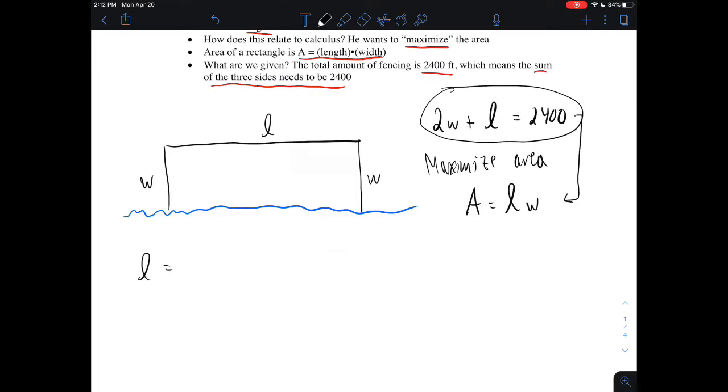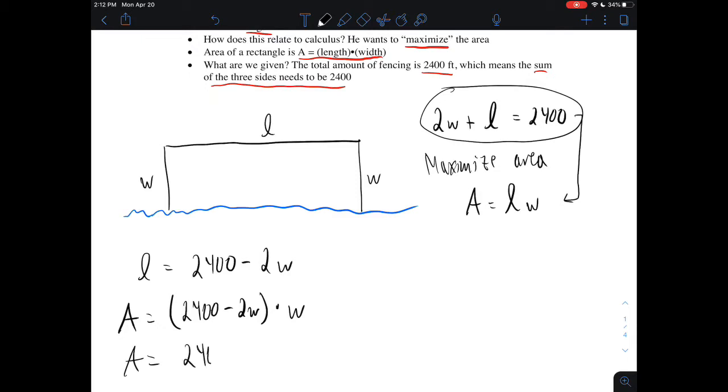So length is the same thing as 2,400 minus 2 times W, which means that area can be written as a function of width as 2,400 minus 2W, that's the length, times width, which means that area is 2,400W minus 2W squared. So this means that area is in terms of width. And if we can find the width that gives us the maximum area, then that essentially will help us solve the problem.